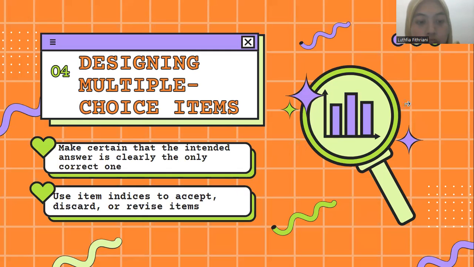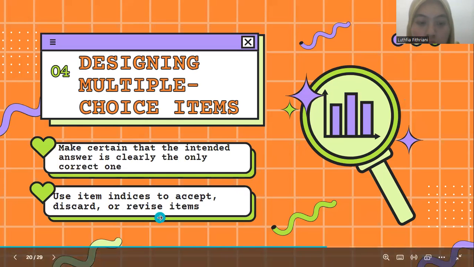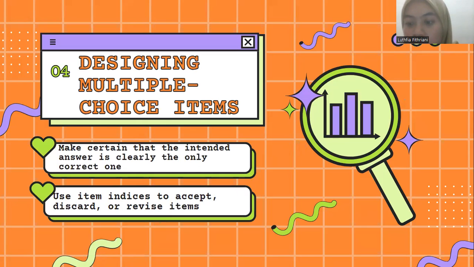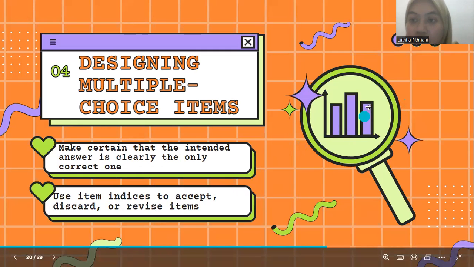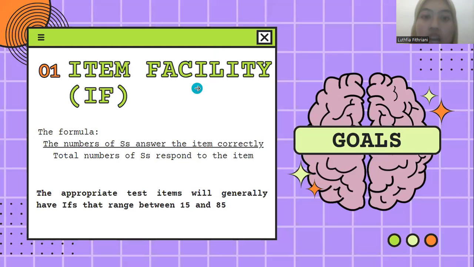The fourth, use item indices to accept, discard, or revise items. The appropriate selection and arrangement of suitable multiple choice items on a test can be accomplished by measuring items against three indices. The first, item facility.